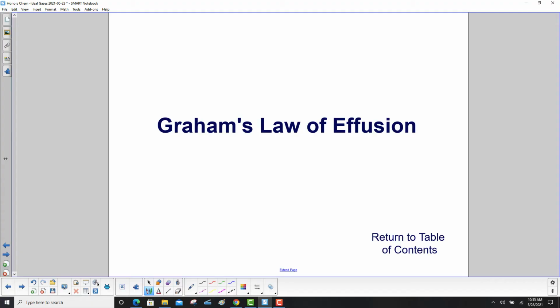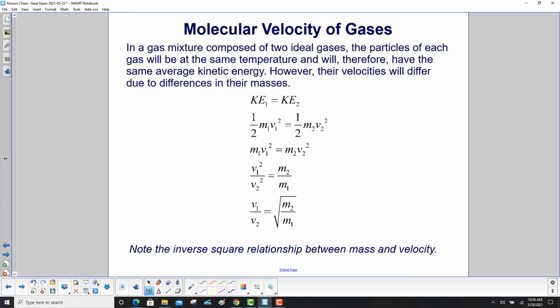Graham's Law of Effusion. In a gas mixture composed of two ideal gases, the particles of each gas will have the same temperature and therefore have the same average kinetic energy.